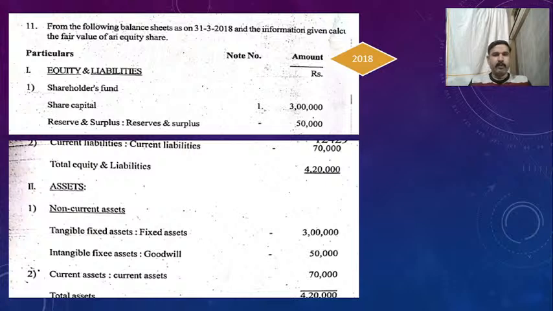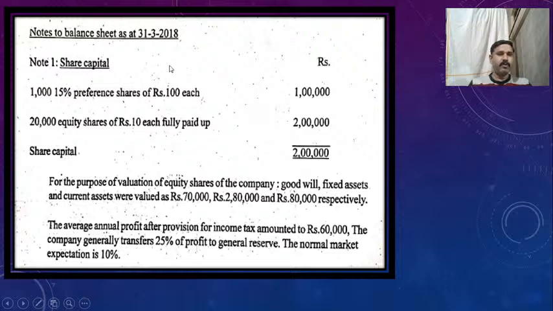look at the solution. So, from the following balance sheet as on 31/3/2018 and the information given, calculate the fair value of an equity share. This is a problem similar to 2016. Here the balance sheet is given: shareholders' funds, share capital, reserves and surplus, then current liabilities. Total equity and liabilities is 4,20,000. Tangible fixed assets to intangible, then current assets are given. Then notes are given: 1,000 15% preference shares of ₹100 each.